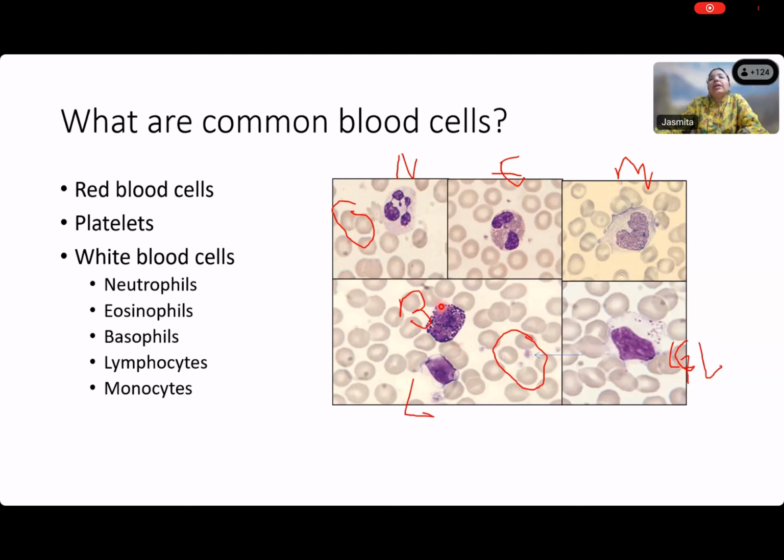For basophils, we have darker granules, which are called basophilic because they bind to the basophilic component of the dye. These granules are purplish in color, and they are again thicker granules. So these are the common blood cells that we see, and we'll cover all of them one by one. First, we'll talk about the red cells.